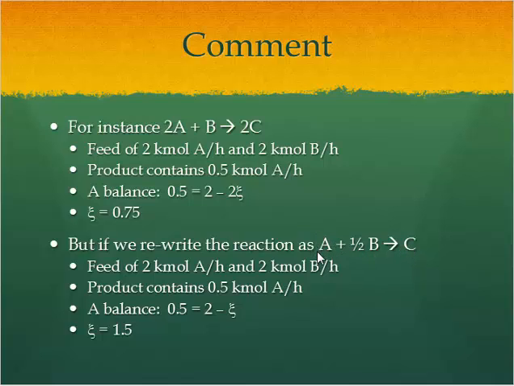Maybe I just really would rather have a 1 here and I don't mind having fractional coefficients. If I have done that, for the same feed, same product, my balance changes because the stoichiometric coefficient of A is now 1. So 0.5 equals 2 minus squiggle. So that's the only difference. And of course the answer is squiggle is 1.5. Now I can still use this with this form of reaction to find out how much B and how much C I have at the end.